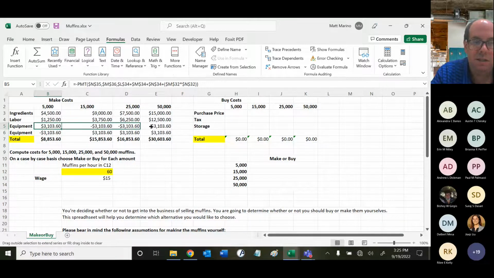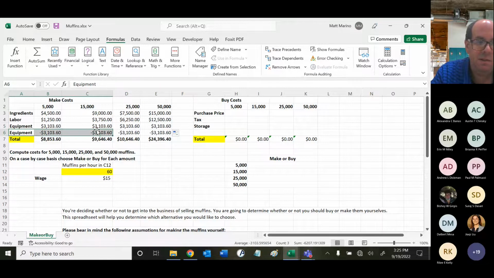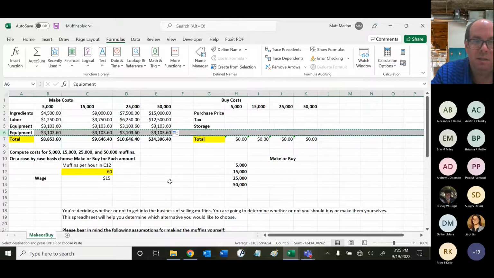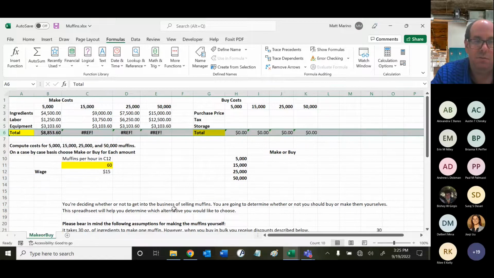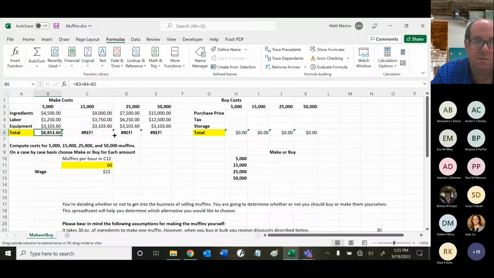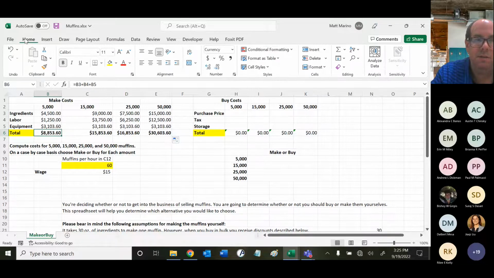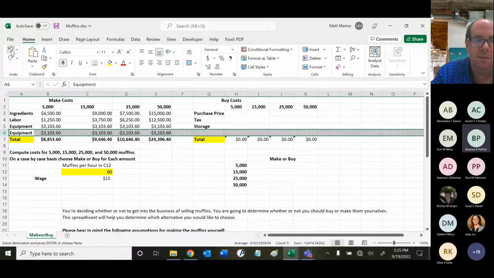Autofill that across. And then just get rid of this stuff in B6. That's what you could do. Well, you'd have to autofill it through to not get the reference error. And you'd have the same exact thing, but you wouldn't have two equipments. Does that make sense? Yeah, thank you.